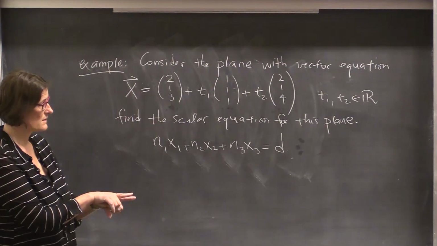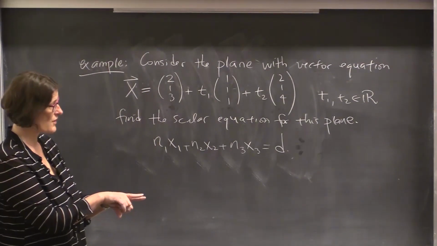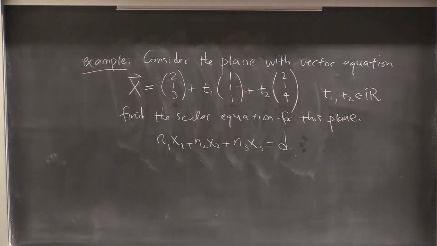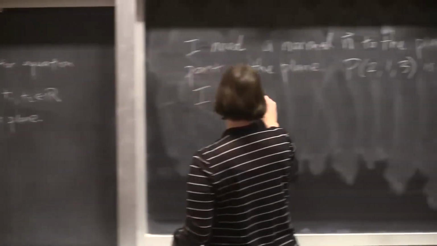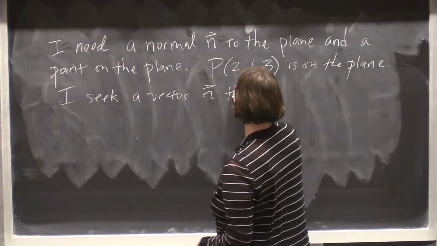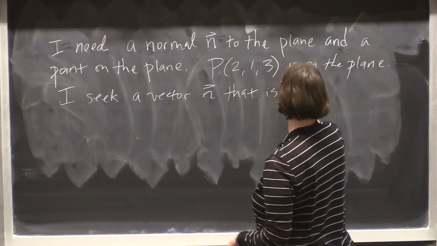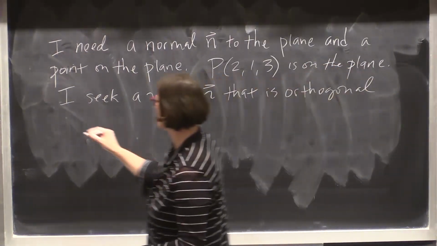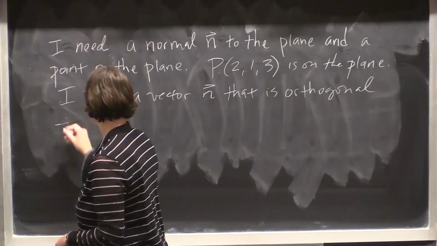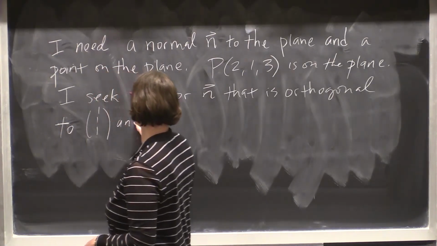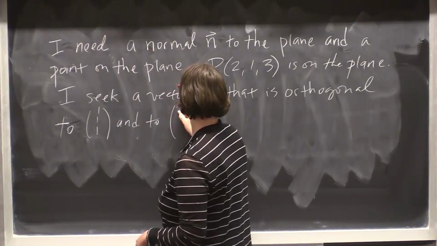It has to be perpendicular or orthogonal to those two vectors. So I seek a vector n that is orthogonal to (1, 1, 1) and to (2, 1, 4).